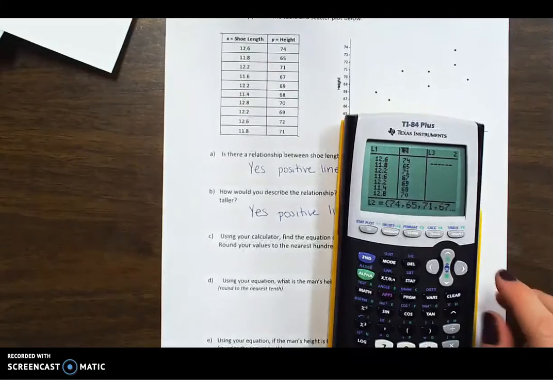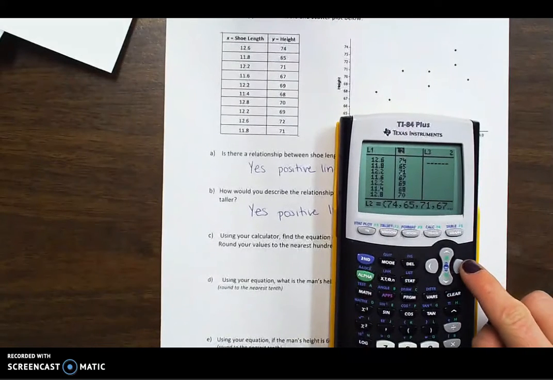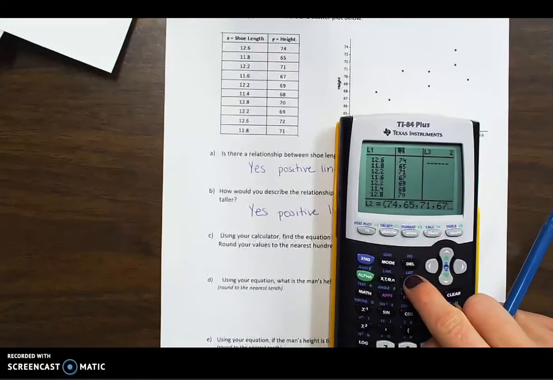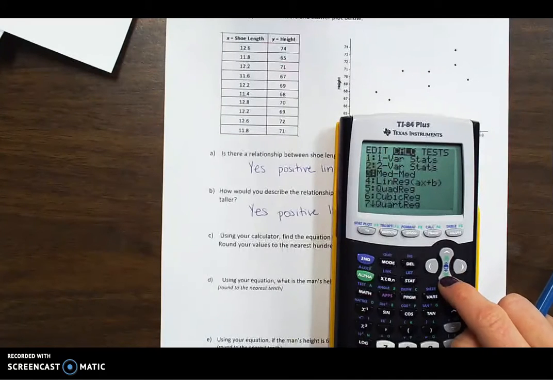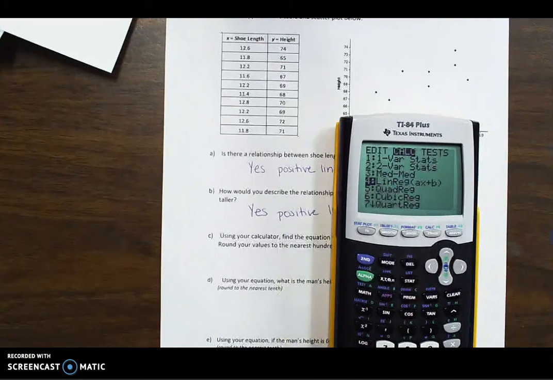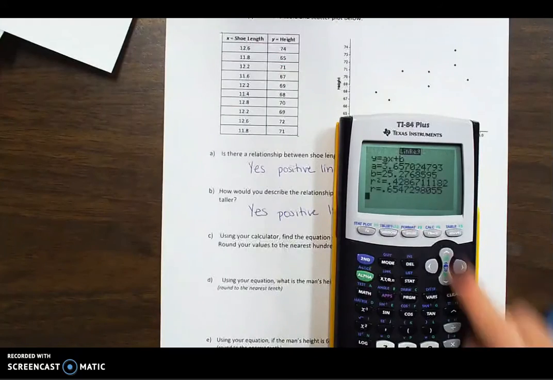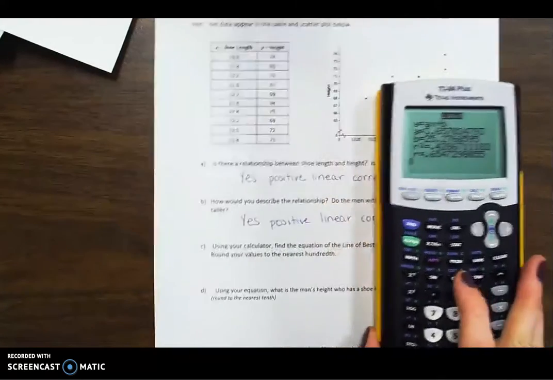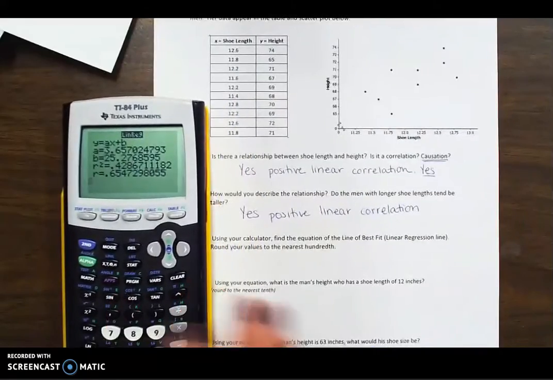All right, so now let's go ahead and calculate our linear regression line. So now we hit Stat, Calculate. I go down to choice 4, and I hit Enter. Go down to Calculate, and here we go. So here we have, I'll put this off to the side.